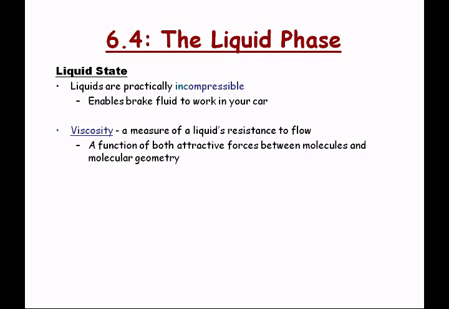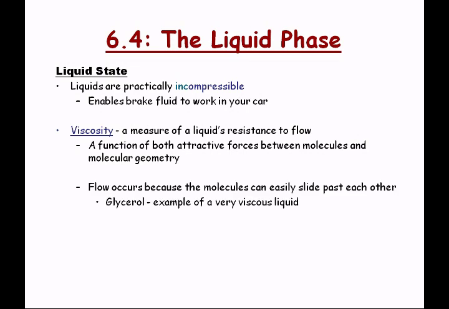Let's compare this to a different structure. What if the structure of the molecule looked like this? It would be harder for these things to flow on top of each other because they would be long and kind of tangled on each other. So this also gives more viscosity to liquids. It's a function of the attractive forces and molecular geometry. Flow occurs because the molecules can slide easily past each other.